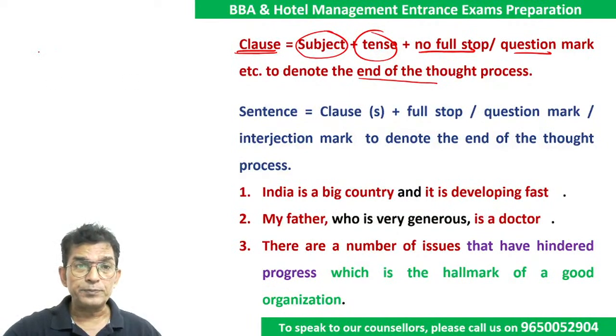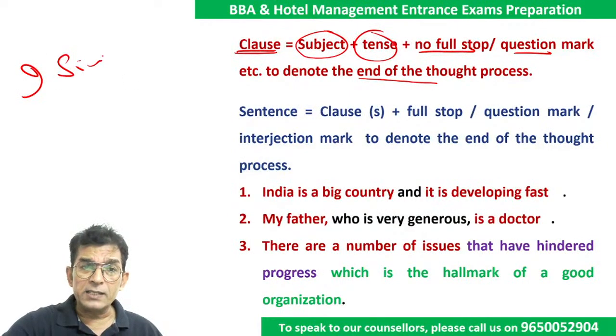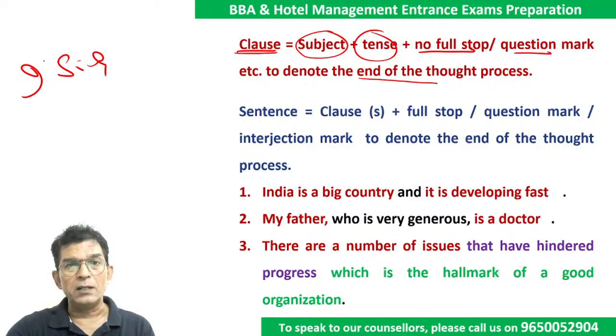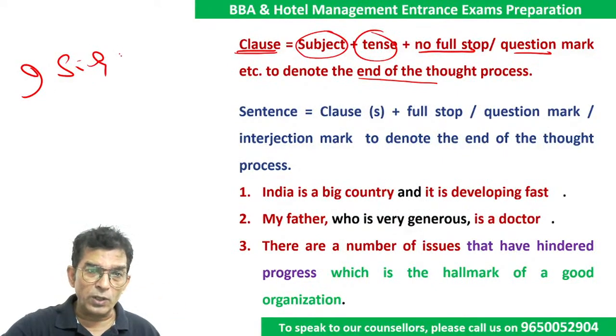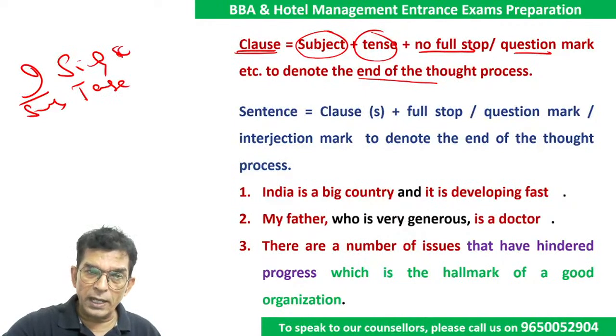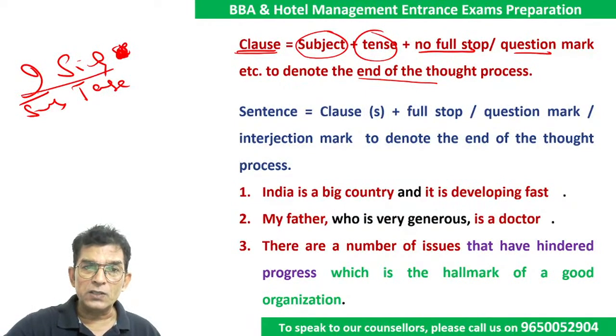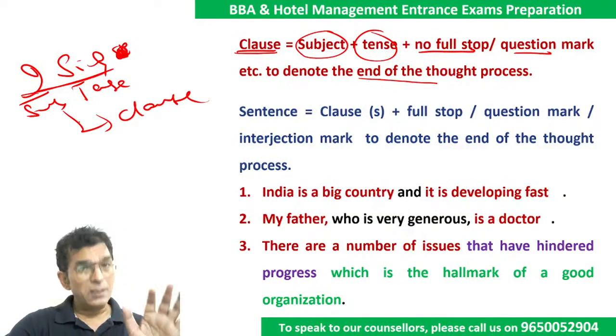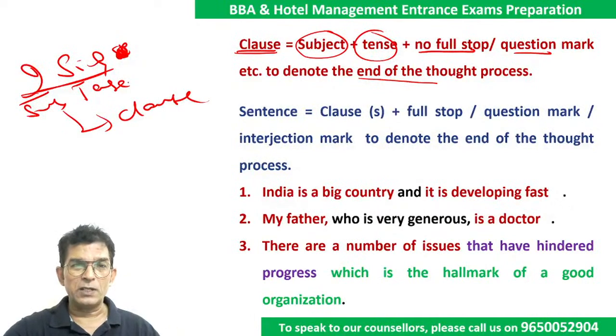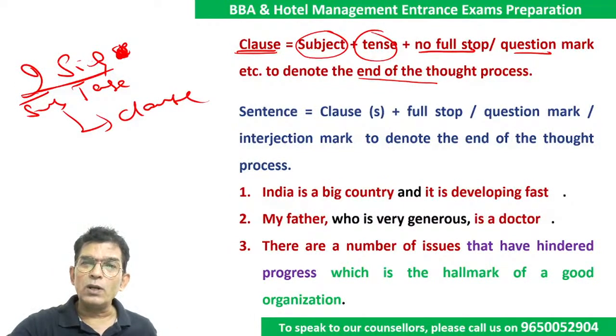Now remember, when I say I sing, this is only a clause. You might say, sir, the meaning is complete, so why is it not a sentence? Because I don't have a full stop. I have the subject, I have the tense, and if I do not write the full stop, then this will only qualify as a clause. It's a part of a sentence. A clause is a part of a sentence. It will have its own subject and own tense, but there will be no full stop.